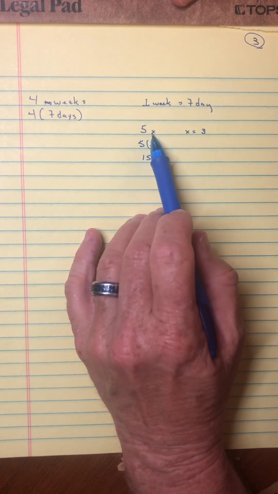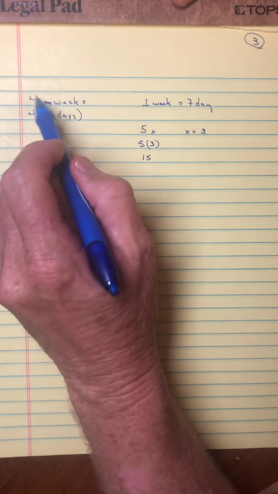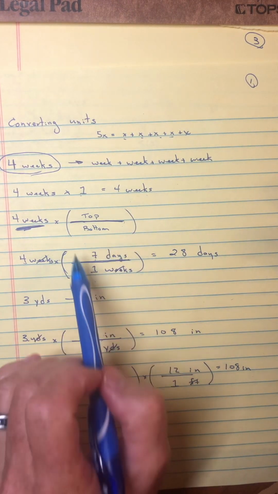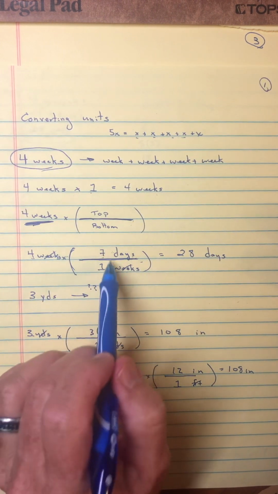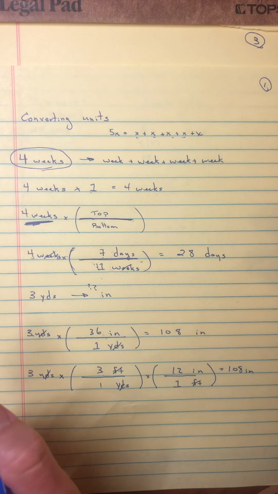And so just like 5 times x, I can replace in the value of x, the value of week. So now I have 4 times 7, which is 28. And so then you just finish the arithmetic and you get 28 days. And that's essentially the same thing we did, with a little different way of writing it, when we did this first one.